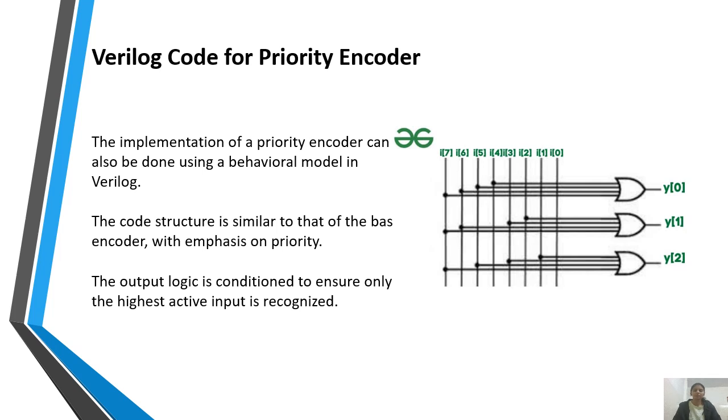Verilog code for priority encoder. As you can see the diagram of the priority encoder. The implementation of a priority encoder can also be done using a behavioral model in Verilog. The code structure is similar to that of the basic encoder with emphasis on priority. The output logic is conditioned to ensure only the highest active input is recognized.